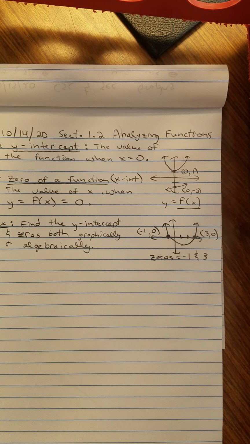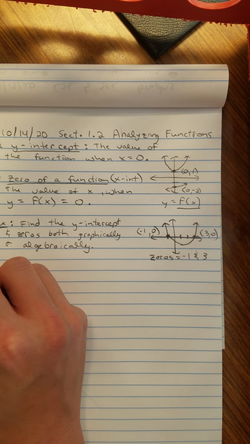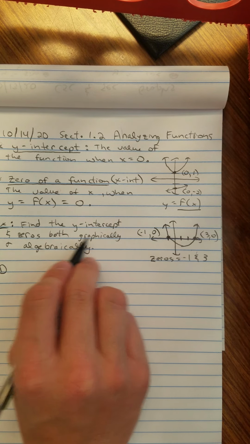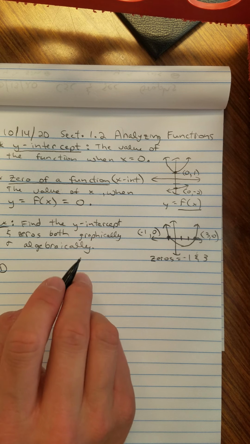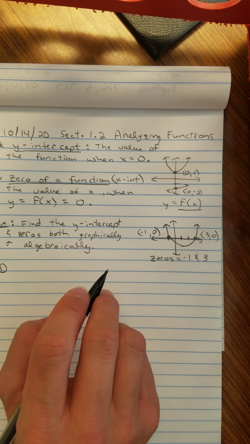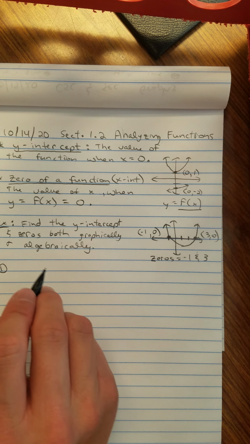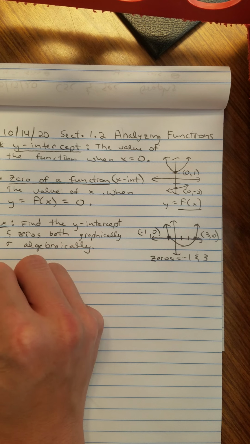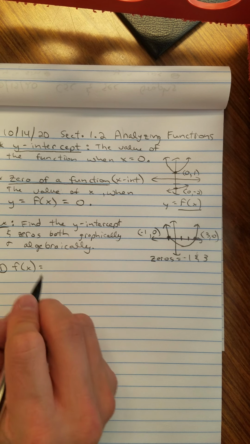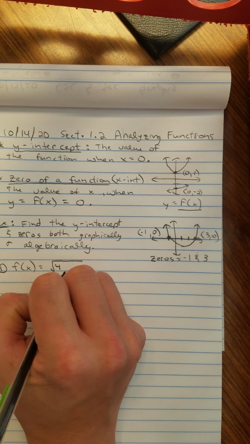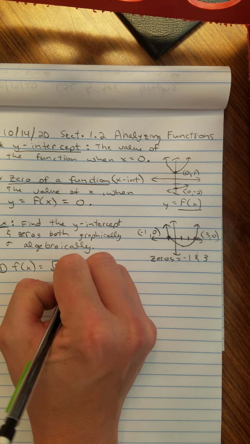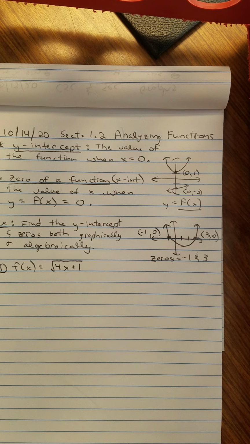I'll show you what your actual homework is going to look like here. But before I do that, I'm going to give you what your first example is going to look at. It says, find the y-intercept and the zeros both graphically and algebraically. So here's the first one that we're going to work with. Let's go with this. f of x equals the square root of 4x plus 1. And that might be just a little bit intimidating to you guys at first glance.